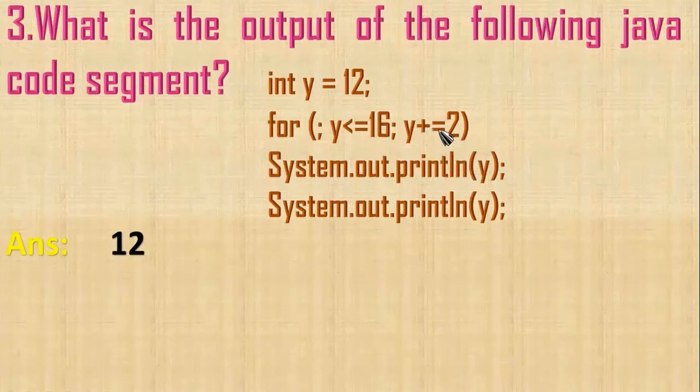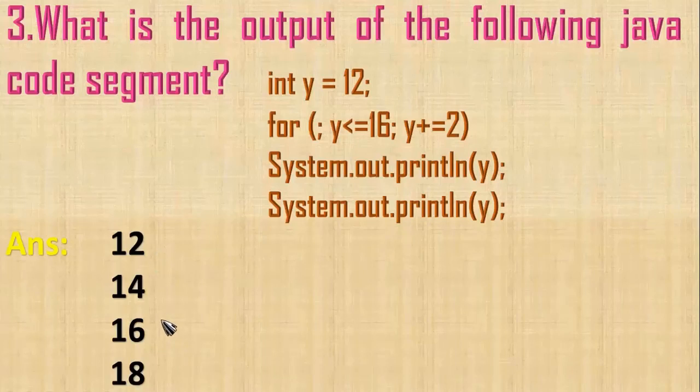Now y += 2, so that is increased by 2. Now it becomes 14. This is also true. 14 is printed. And then it is increased by 2, it becomes 16. Here it is lesser than or equal to 16 it is given. So 16 is equal to 16, that is true. So again it is printed. Now again y is increased by 2, it becomes 18, but here it is false. So when it is false, it will go outside the loop. So outside the loop means again it is asked to print y only. So again it will print 18.